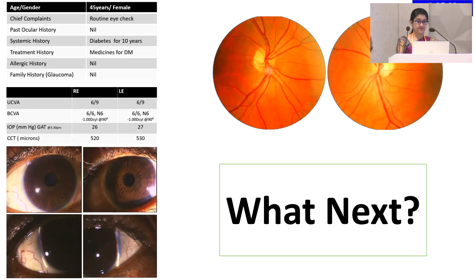How many people will treat? The pressures are high, the corneal adjusted pressures are high, and a Goldmann applanation tonometer has been used. What else would you want? Why don't you treat? How many people will treat? Okay, good. Any other test to be done before starting the treatment?